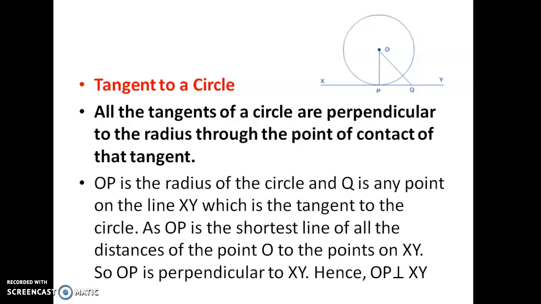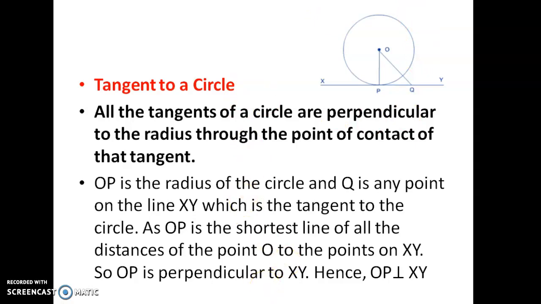OP is the radius of the circle and Q is any point on the line XY, which is a tangent to the circle. As OP is the shortest of all the distances from the point O to the points on XY, OP is perpendicular to XY. Hence OP is perpendicular to XY. So this is the proof of the theorem actually.